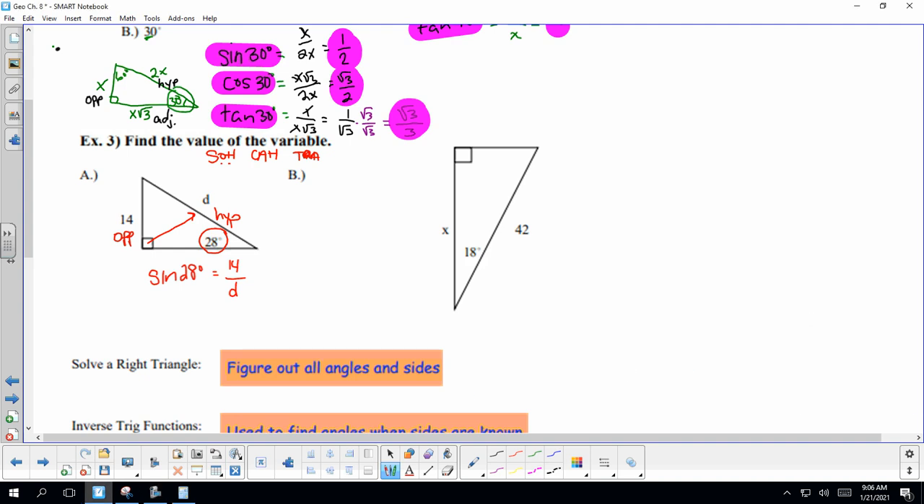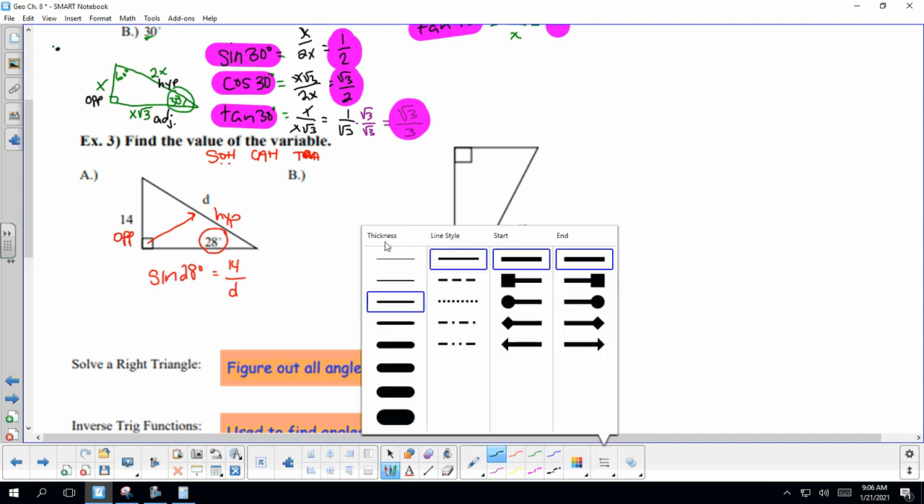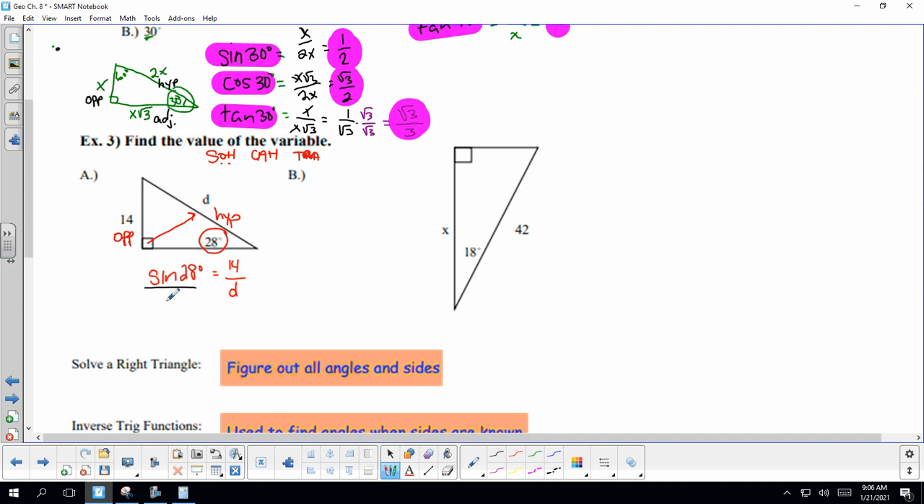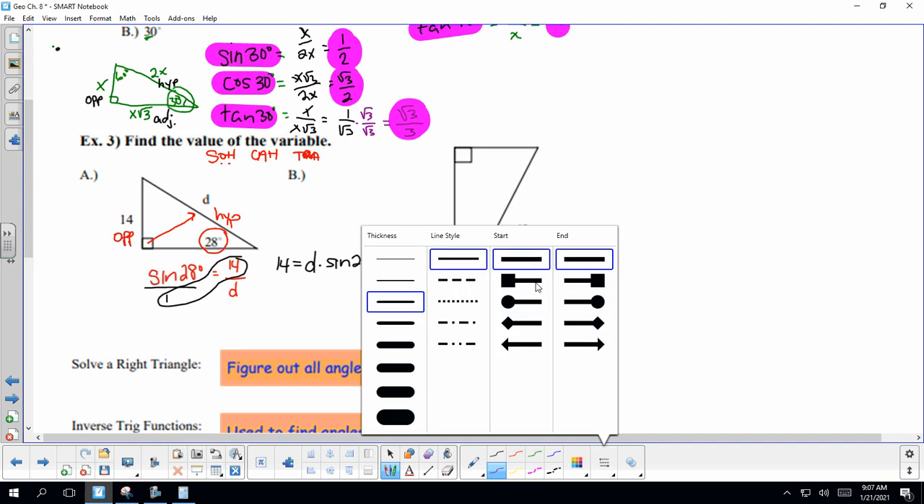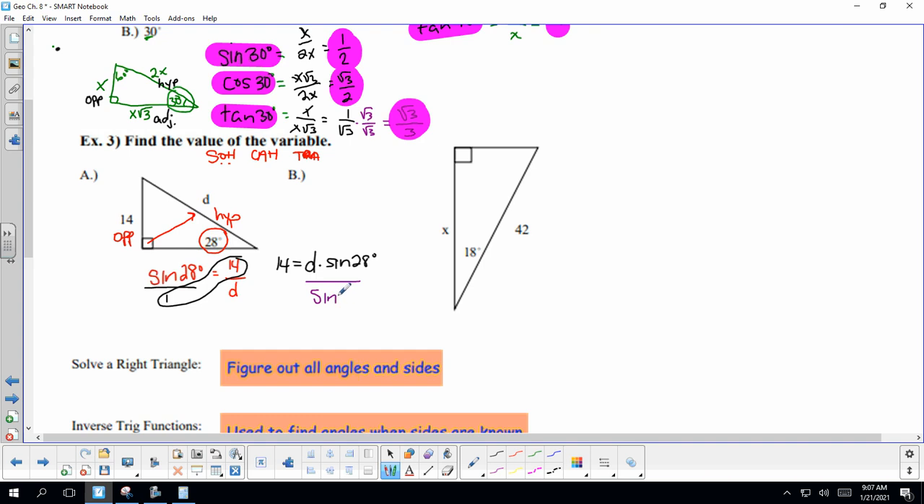Okay, so now we are going to solve this proportion. We put sine of 28 over 1, and we cross multiply. 14 times 1 is 14. Sine of 28 degrees times D is D times the sine of 28 degrees. We need to solve for D, because that's our missing side. So we divide both sides by the sine of 28.